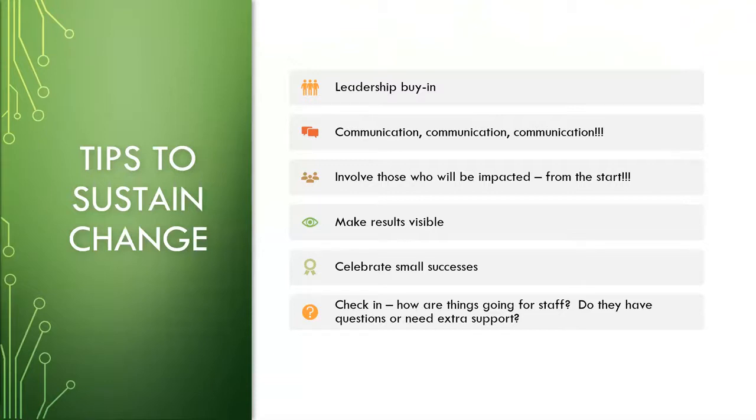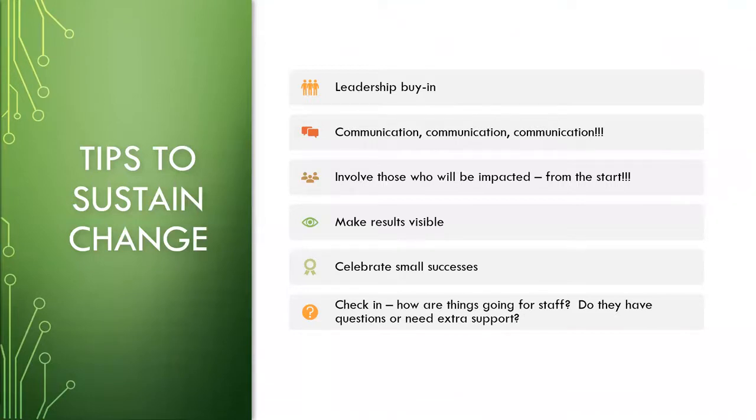Additionally, communication is essential. Communicate at all levels of your organization. Without clear and transparent communication, you're opening yourself up to rumors and mistrust and misunderstandings. So make sure that you communicate often about every step in the process.